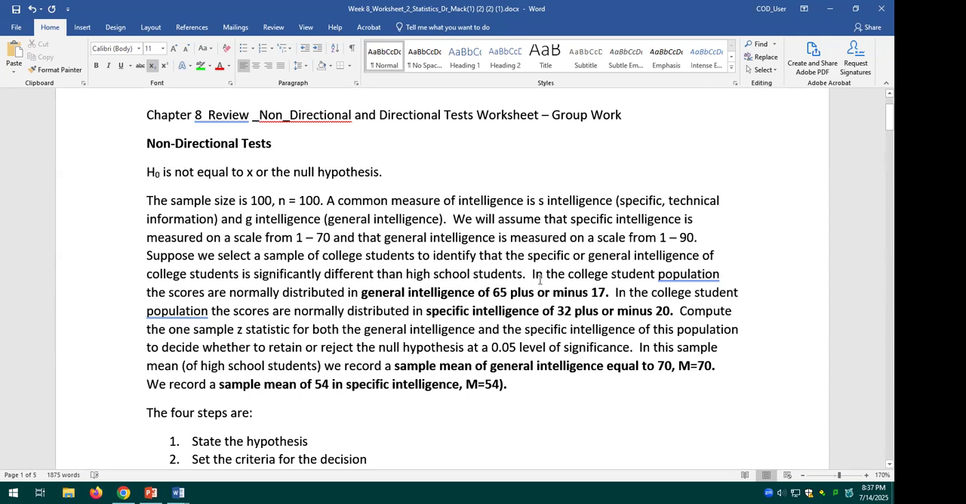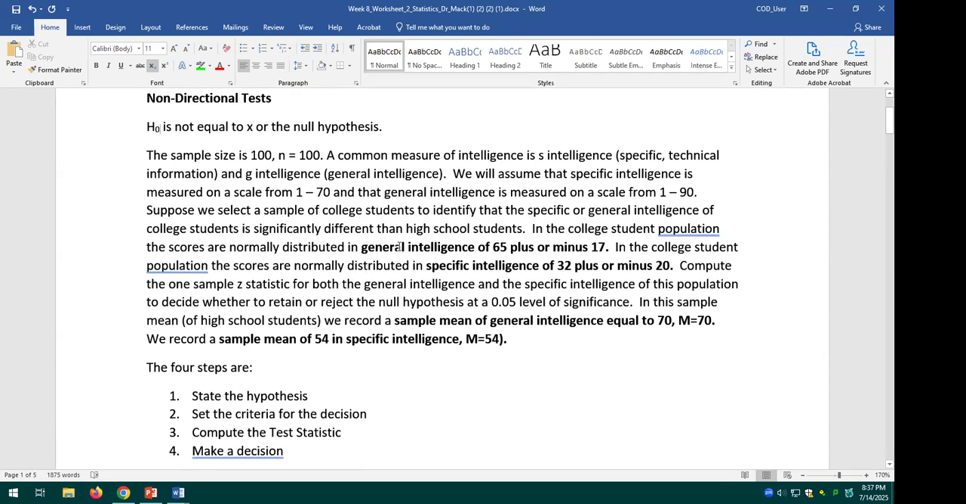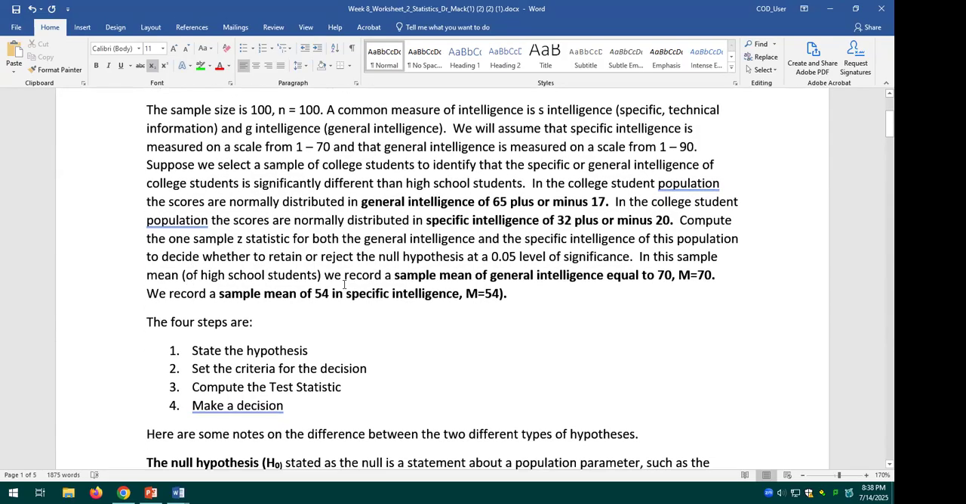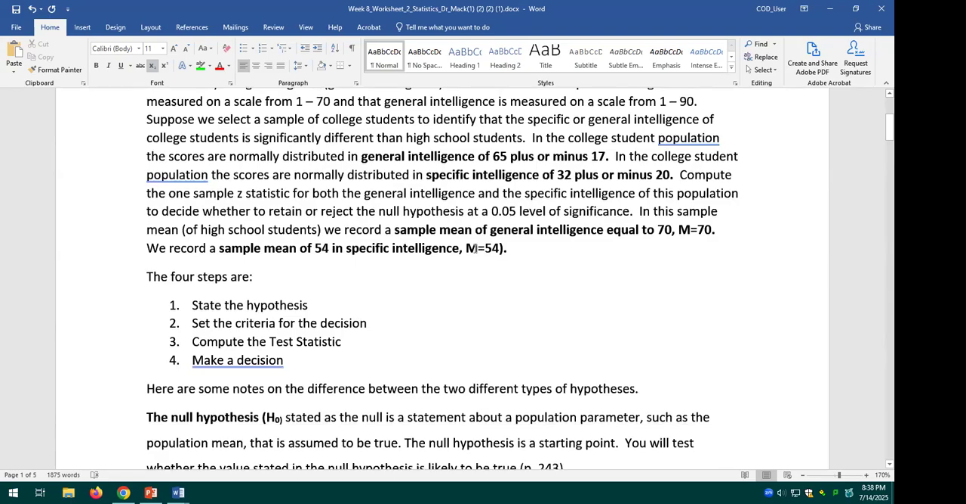In the college student population, the scores are normally distributed in general intelligence, 65 mean, plus or minus 17. In the college student population, the scores are normally distributed in specific intelligence of 32 plus or minus 20. Compute the one sample Z statistic for both the general intelligence and the specific intelligence of this population to decide whether to retain or reject the null hypothesis at a 0.05 level of significance. In this sample of high school students, we record a sample mean of general intelligence equal to 70. We record a sample mean of 54 in specific intelligence, mean is equal to 54.